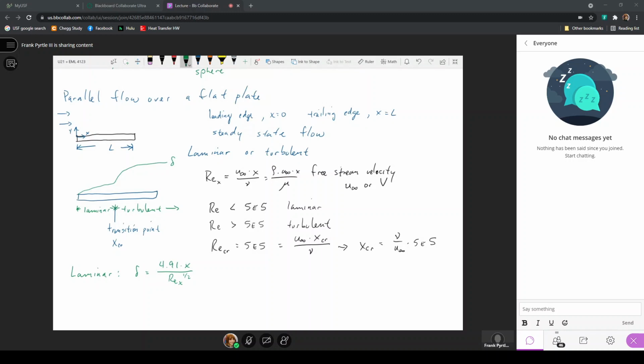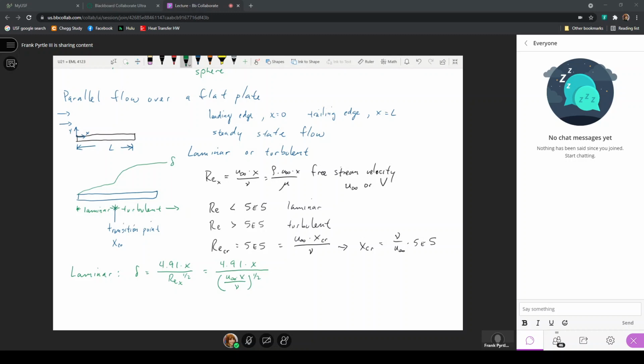Now we can also look at, at what rate does this boundary layer grow? Well, if I substitute in the definition for the Reynolds number, this becomes 4.91 times x divided by the Reynolds number. The Reynolds number is defined as the free stream velocity times x divided by nu, and this quantity is raised to the 1/2.